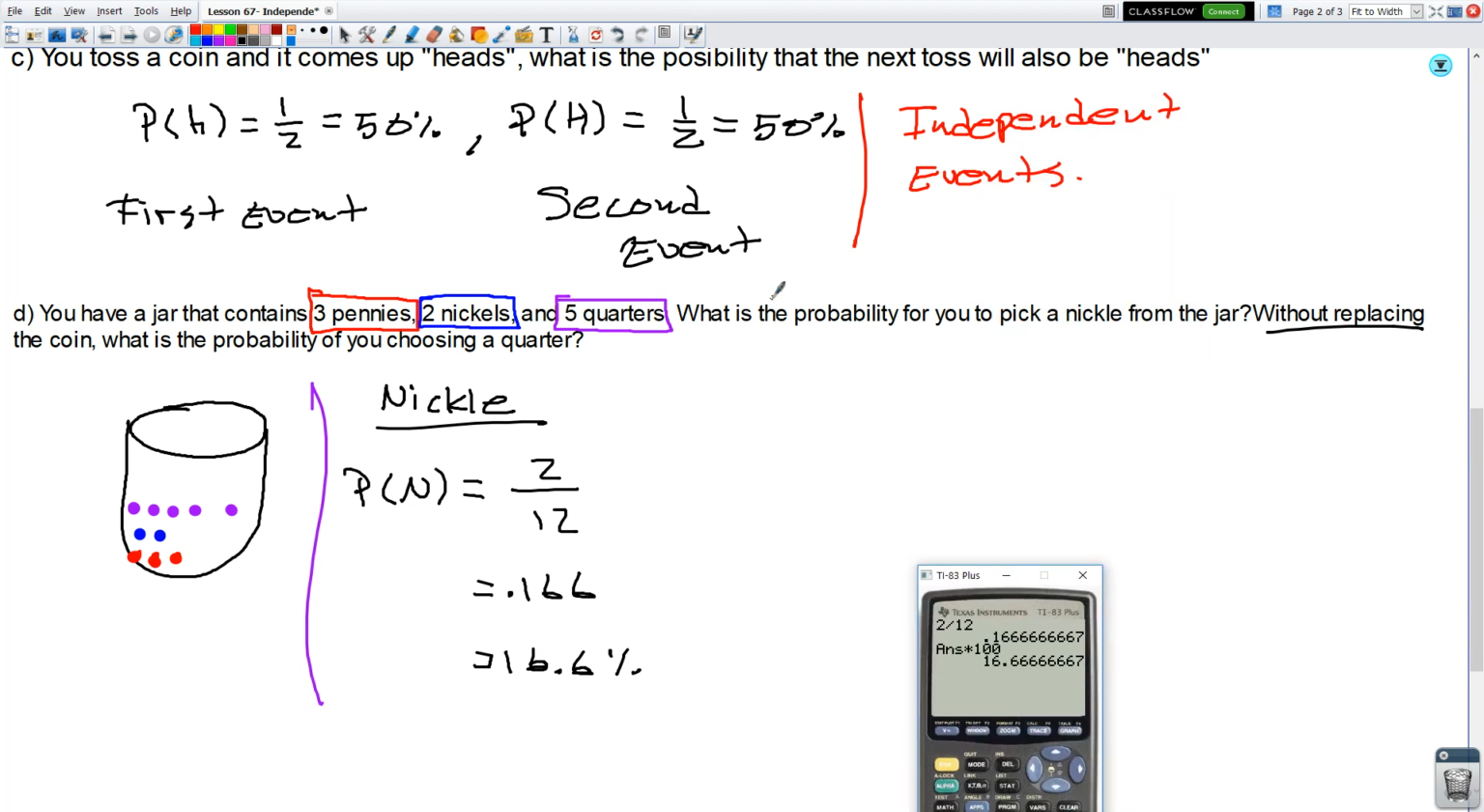Now notice that we chose a nickel, which is good. We already chose it, so we already have this event. Now, after we choose that nickel, we don't replace it. So let's say that this nickel here is no more. So now, after you choose a nickel and you did not replace it, you want to find out what the probability is for you to choose a quarter.